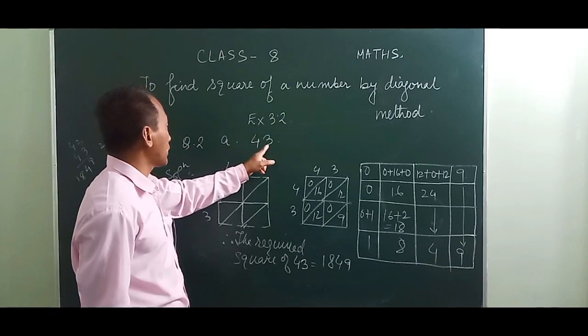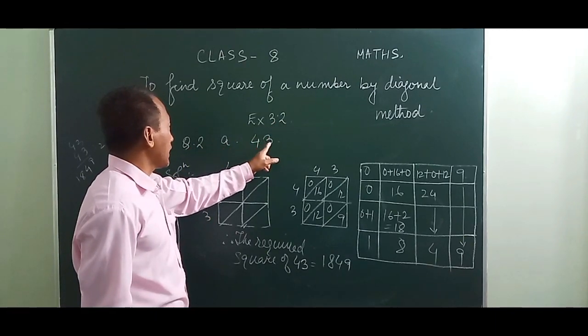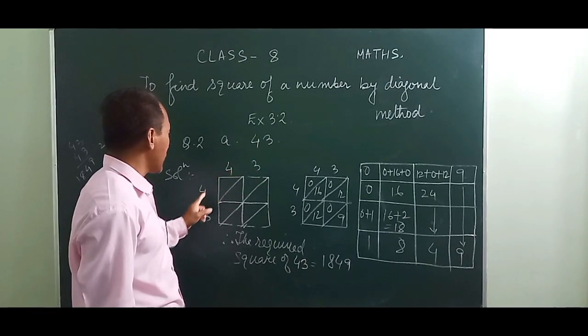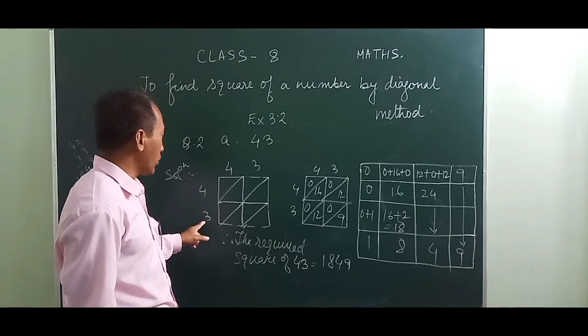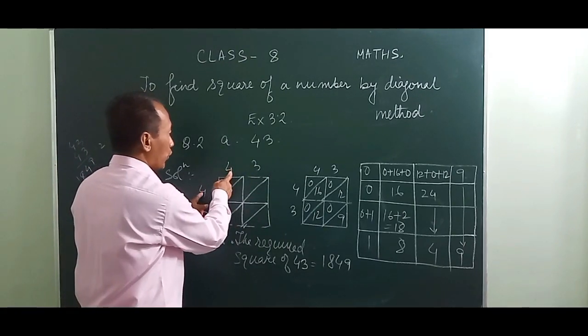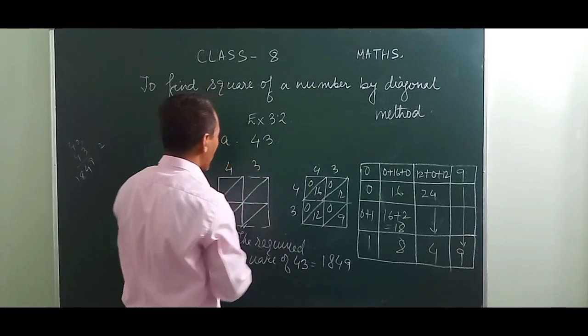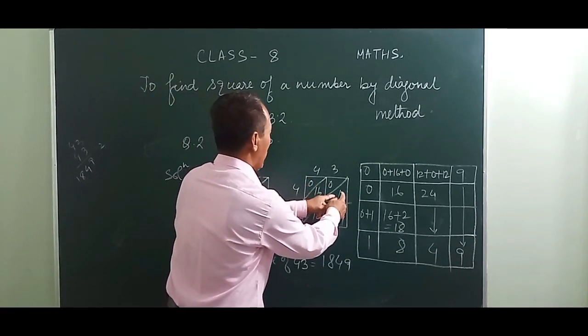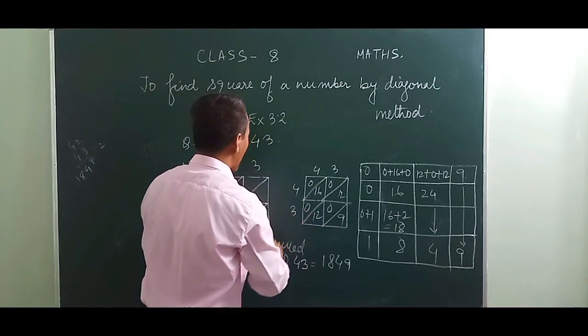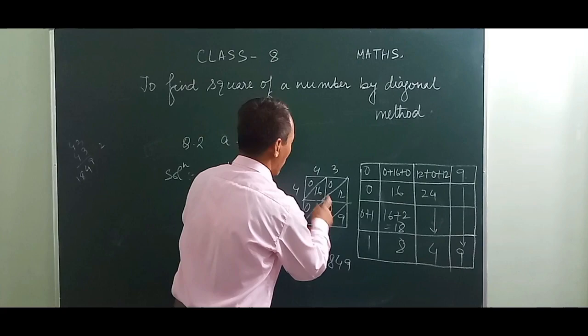43. 3 is the unit place, 4 is the tens place. You make it diagonal in this way. 4 4s are 16, you write it here. 4 3s are 12, you write it here. 4 3s are 12, you write it here. 3 3s are 9, you write it here.